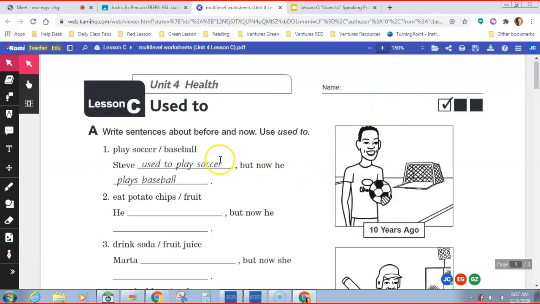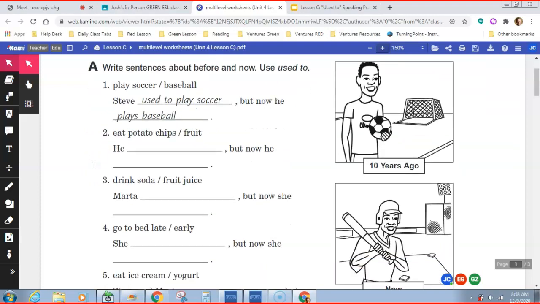Okay. So it says right here, write sentences about before and now. Use "used to." So number one is an example. Geetha, will you read the example in number one? Number one, Steve used to play soccer, but now he plays baseball.